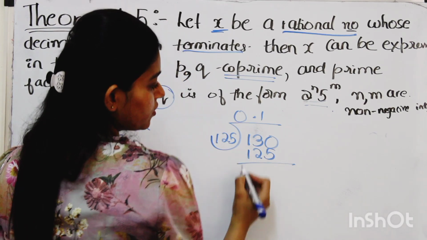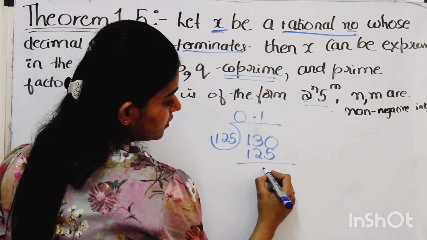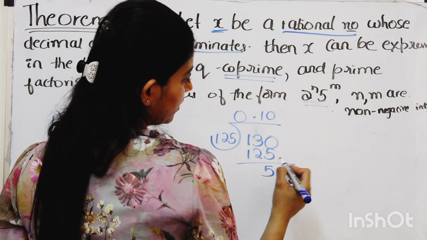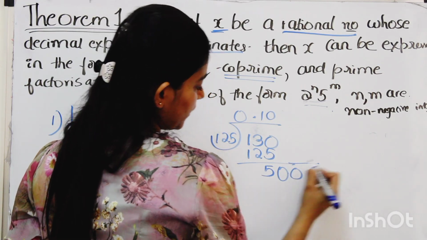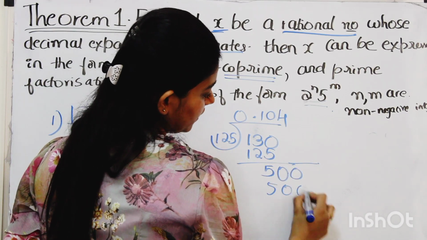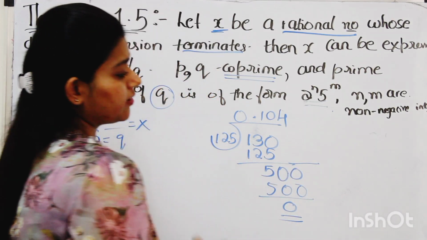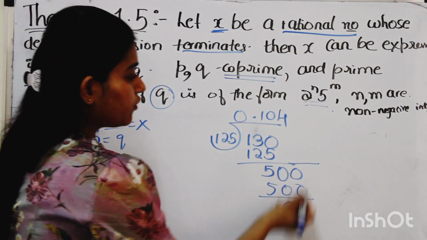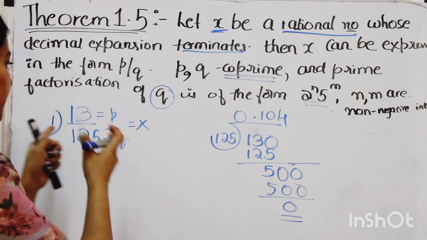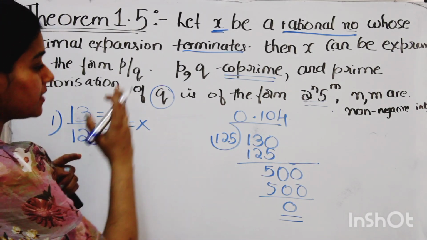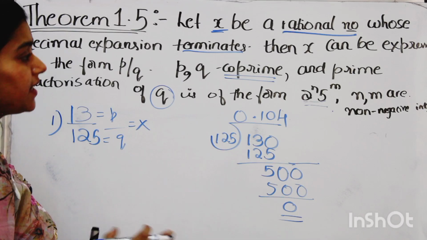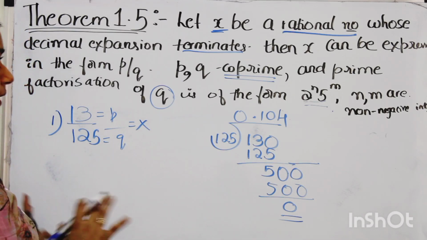So what is the remainder here? 5 is the remainder, so you have to take 0 here. So 500, 125, how much are 500? 4 is 500. So again the remainder is 0. Therefore this rational number has a decimal expansion that terminates, right? Its decimal expansion terminates. Okay.